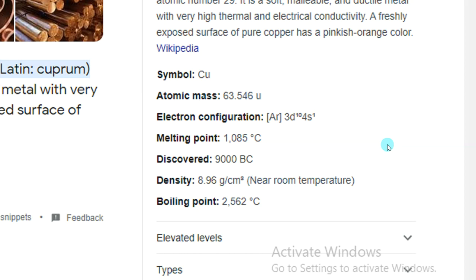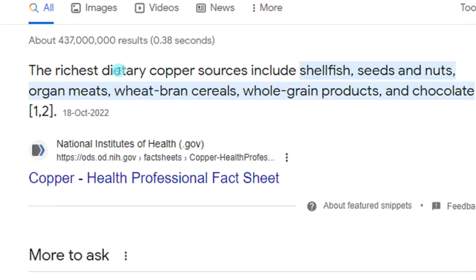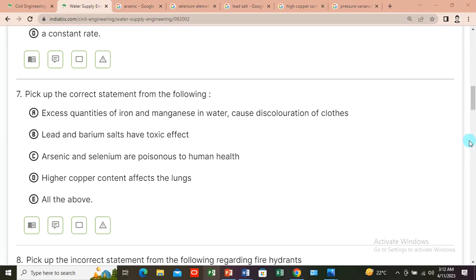So high copper content. What is high copper content? The richest dietary copper sources include shellfish, seeds and nuts, organ meats, wheat, grain cereals, and whole grain products, and chocolates that contain a higher content of copper, so it can damage your lungs. So the correct option is, of course, option E.